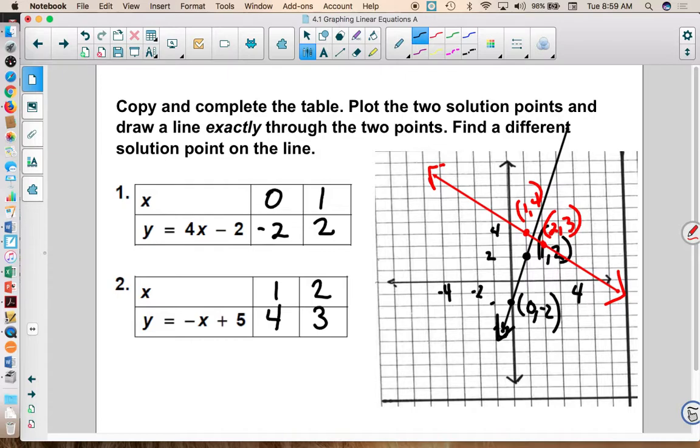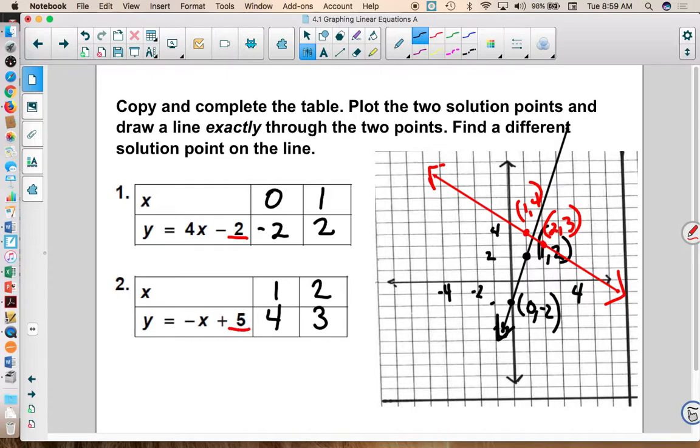Ty, where's it crossing? If x is 0, it's crossing at 5, I agree. There's your axis, that's your cross right there. We said it crosses at what here? -2. And we say the other one is crossing at 5.